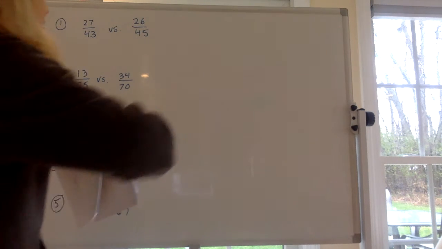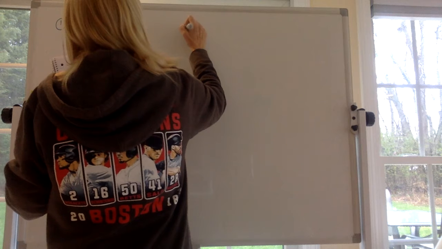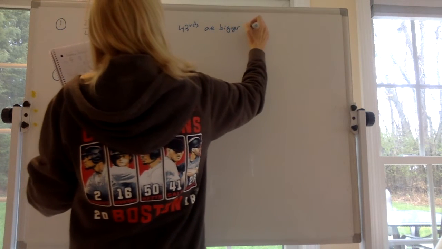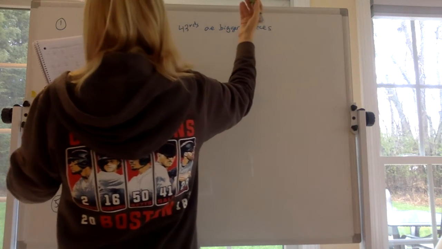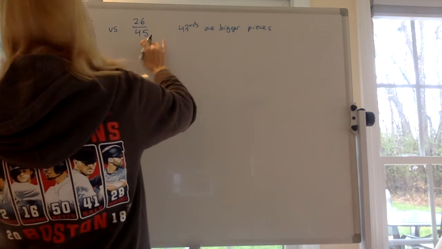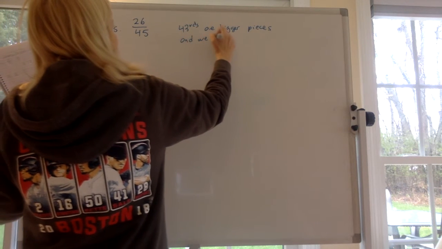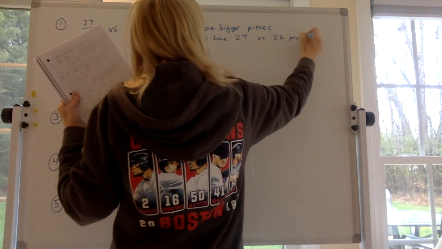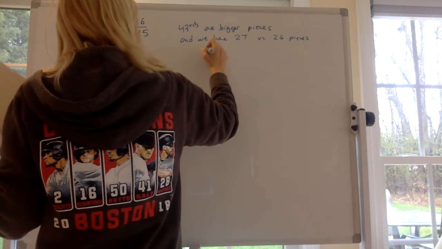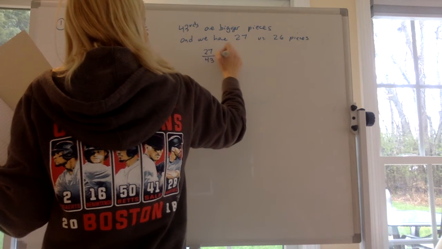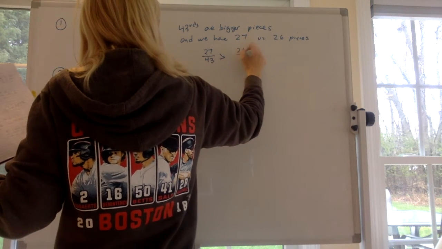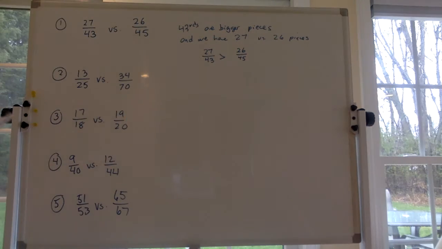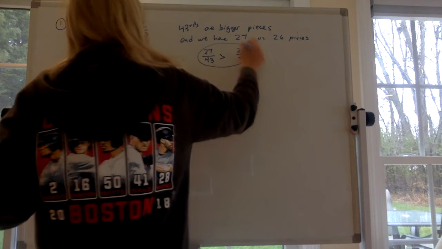So in this case, the 43rds are bigger pieces of pizza when compared to 45ths, and we have 27 versus 26 pieces. So I think that means that 27 over 43 is bigger than 26 over 45. Smaller pieces and less of them. That's the kind of logic we're using.